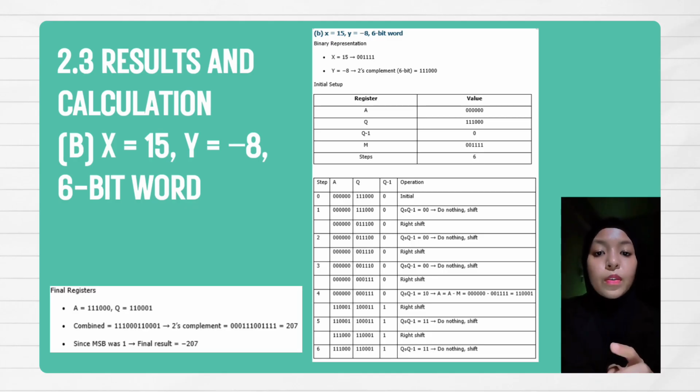Step 1 to 3, Q0, Q minus 1 equals 0, 0. So we only shift. Step 4, Q0, Q minus 1 equals 1, 0. So A equals A minus M. Result is 1, 1, 0, 0, 0, 1. Step 5 and 6, Q0, Q minus 1 equals 1, 1. So no operations, only shift. The final combined A and Q is 1, 1, 1, 0, 0, 0, 1, 1, 0, 0, 0, 1. Since it starts with 1, it's negative. Taking its 2's complement gives us 207, so the final result is negative 207.